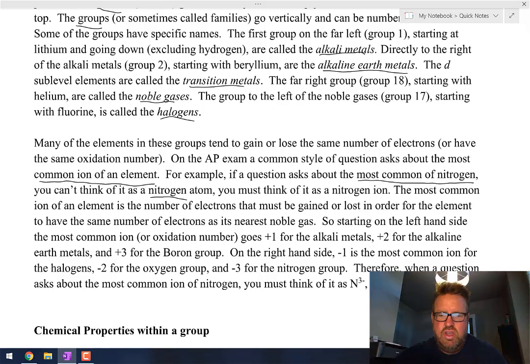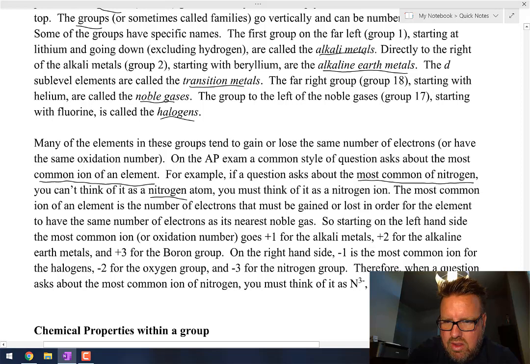You find nitrogen, and remember that ions, again, here's a periodic table, goes +1, +2, +3 over boron, and then -1 over fluorine, -2 over oxygen, and -3 over nitrogen. So when they say the most common ion of nitrogen, you can't think of it as N, you have to think of it as N3-.